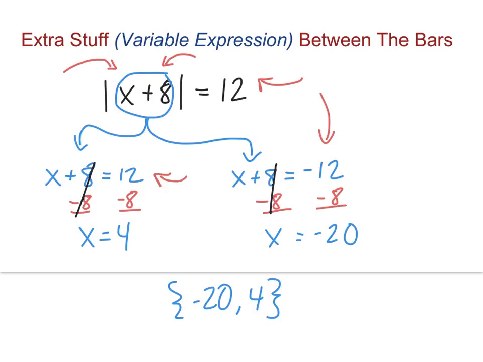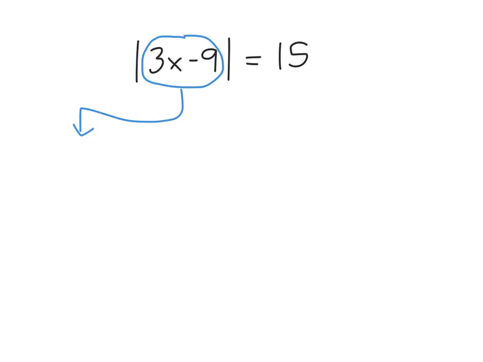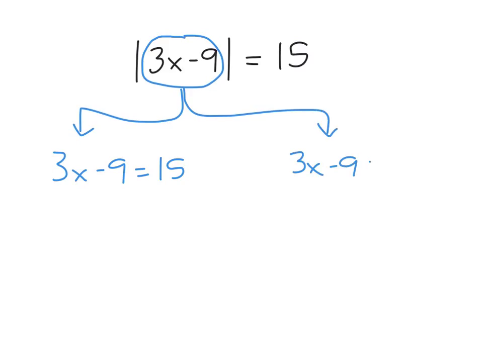Let me give you one more example where there's extra stuff between the bars. Okay, let's try the absolute value of 3x minus 9 equals 15. Strategy is the same. The stuff between the bars, 3x minus 9, could actually equal 15, and that would give us an absolute value of 15, so we're going to jot that case down. That's one of the possibilities. But it could also equal negative 15, and we have to account for that possibility.